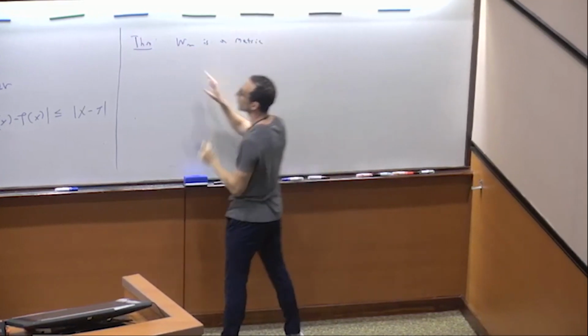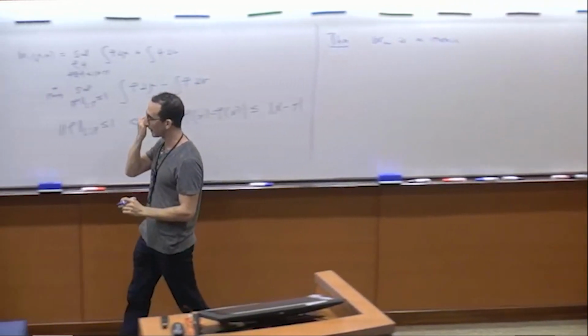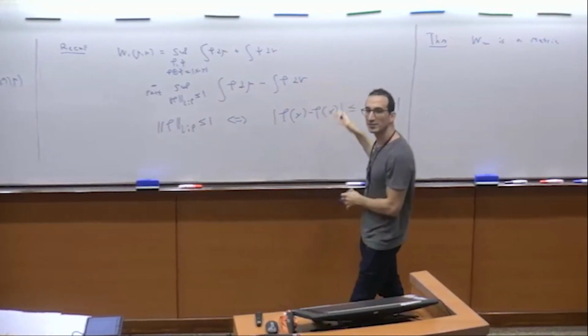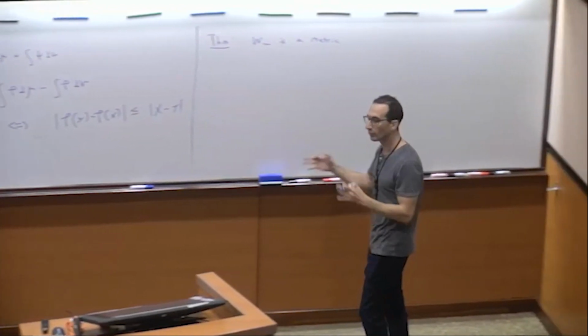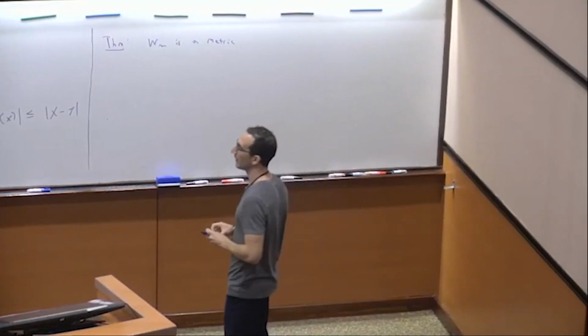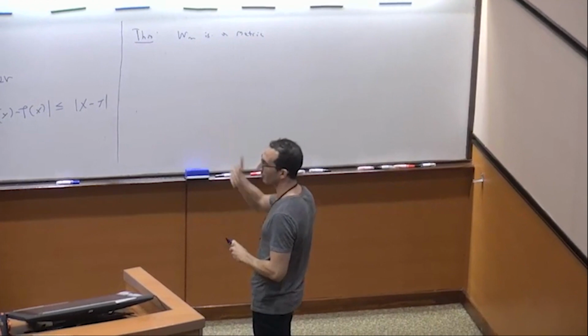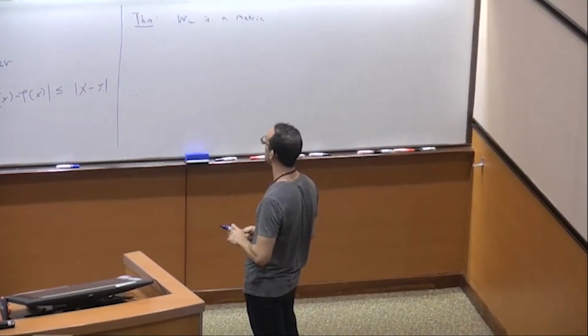So I'm kind of switching here between W1 and W2. It doesn't really matter. When it's more convenient, I'm using W1. When it's more convenient, I'm using W2. But as you will see in the proof, everything which is true for one is true for the other, and in fact, it's true in much greater generality.